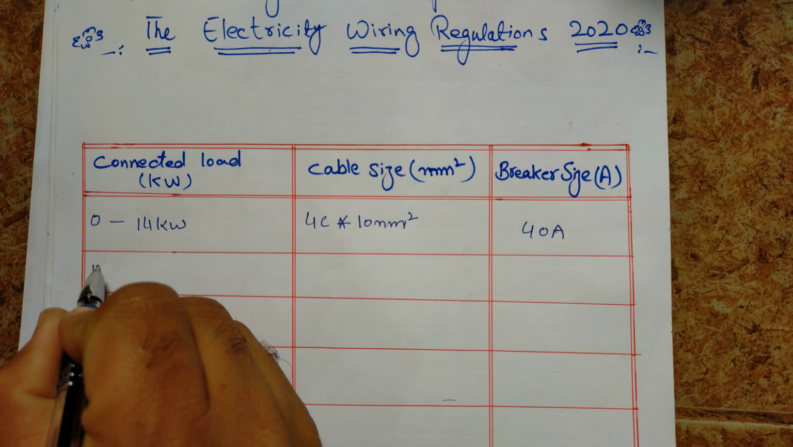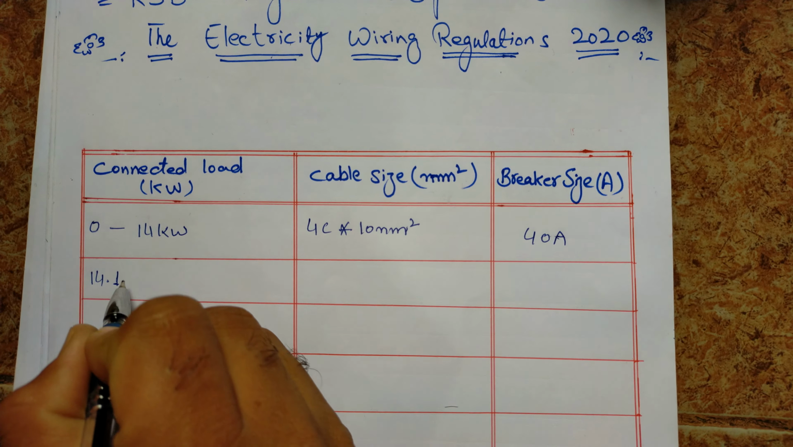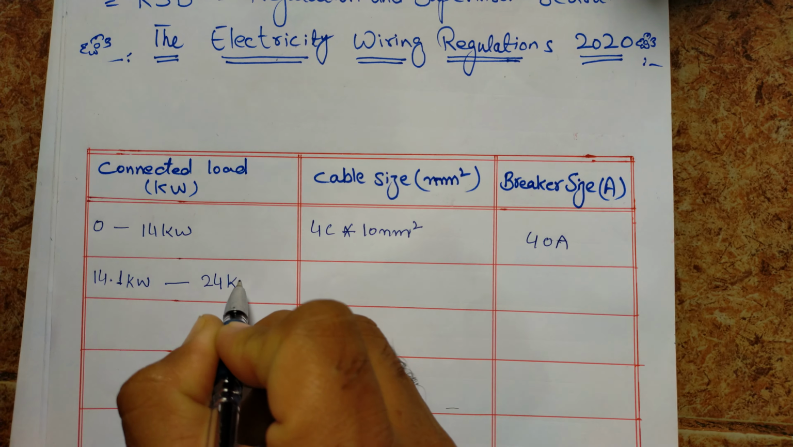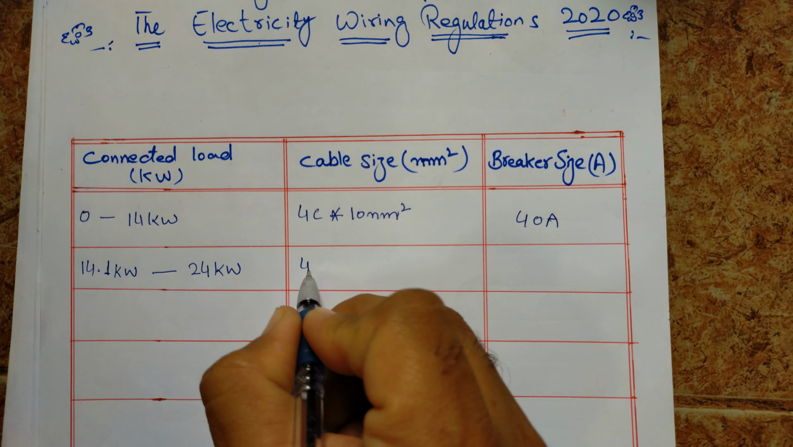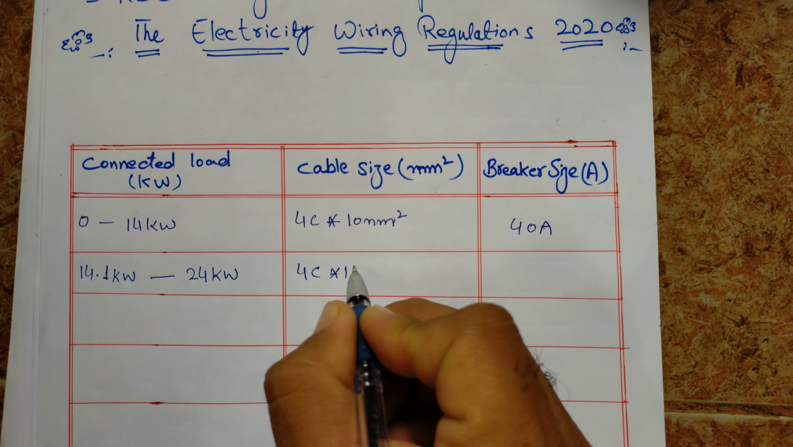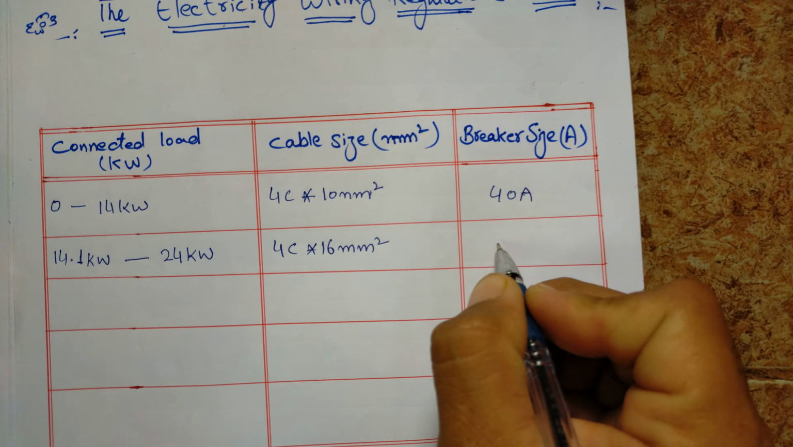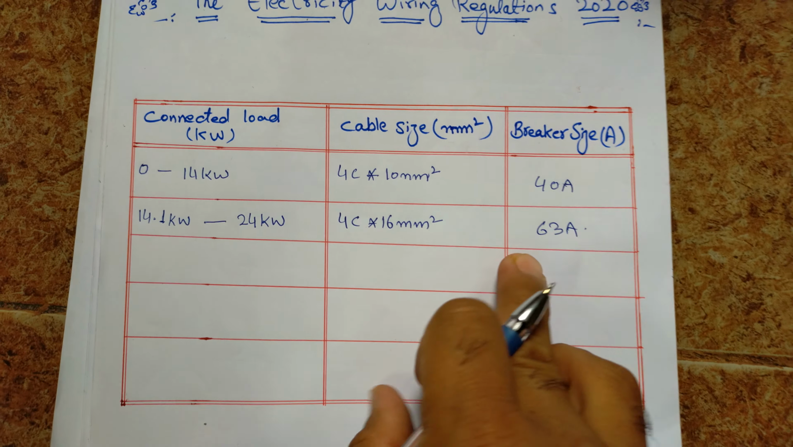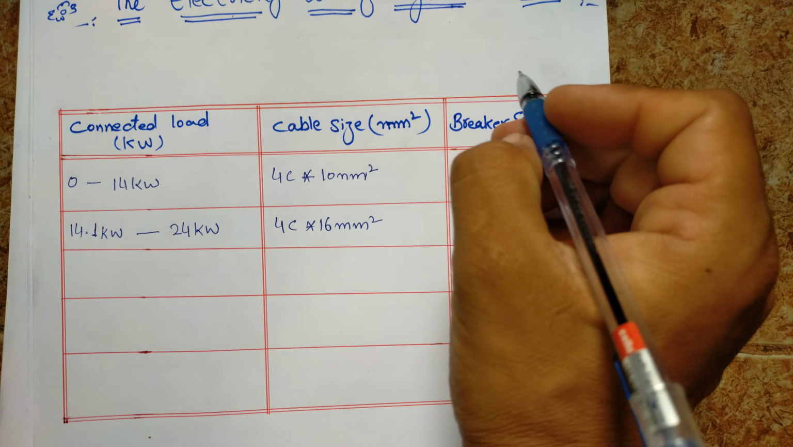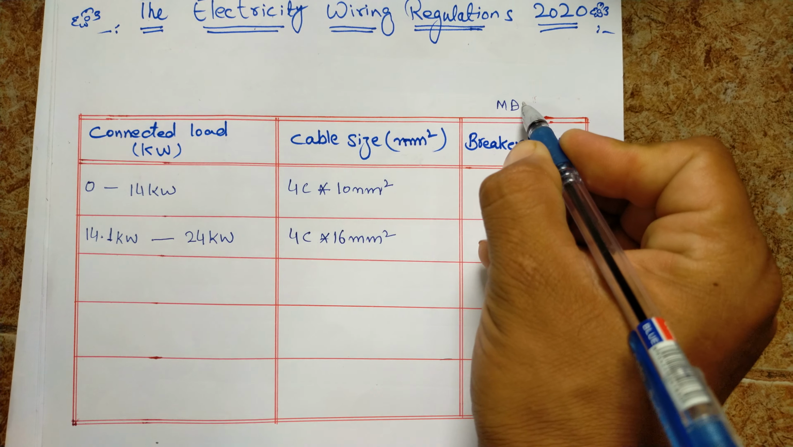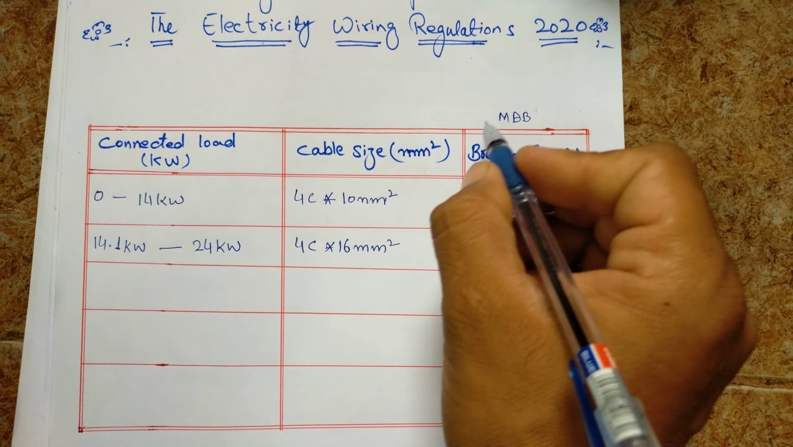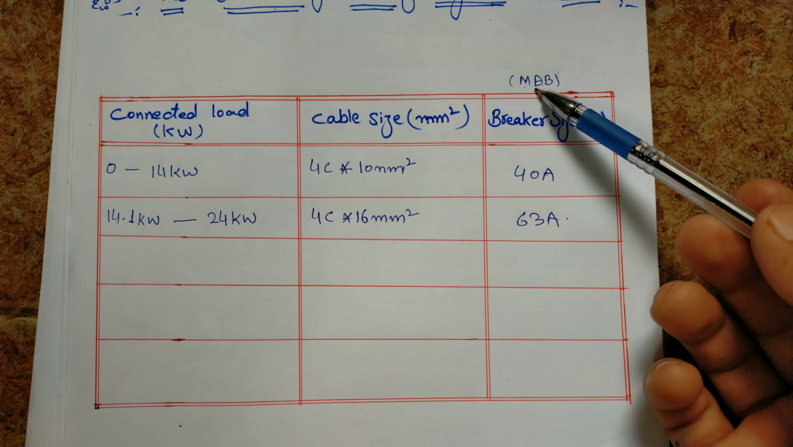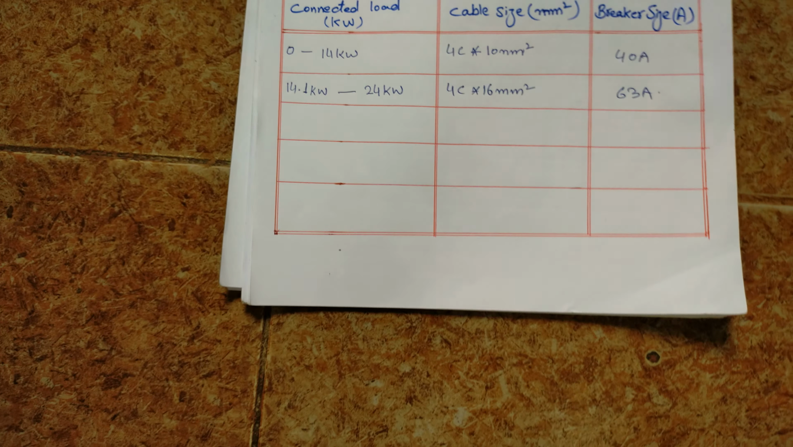And next, if the load is from 4.1 kilowatt to 24 kilowatt, we use 4 core into 16 mm, and for this we use a 13 ampere breaker. This is the main breaker, used in the MDB. It comes from the feeder pillar cable, and the MDB is also located in the electric room.